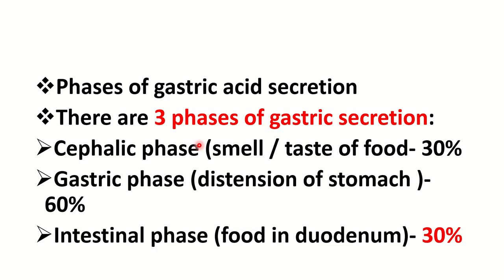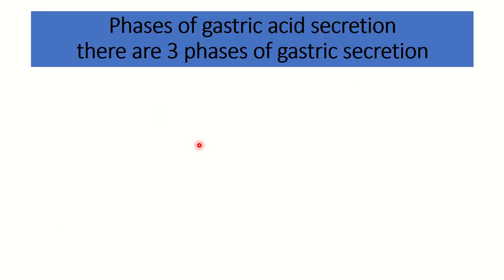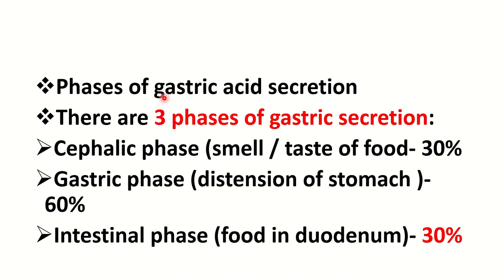Now let's see some important information regarding hydrochloric acid. The phases of gastric acid secretion: there are three important phases. One of them is the cephalic phase, which secretes about 30% of the hydrochloric acid. The gastric phase causes release of 60% of the hydrochloric acid. And the intestinal phase is responsible for 10%. Here it is not 30%, it is 10%. So: cephalic phase, gastric phase, and intestinal phase.